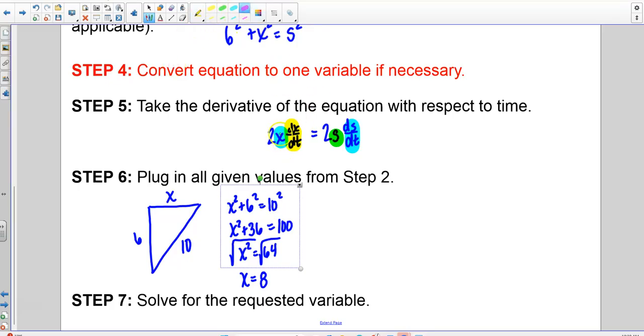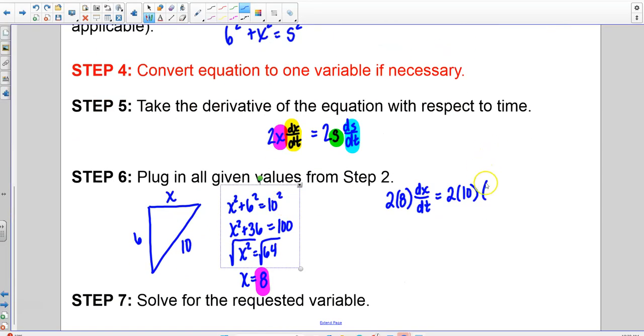Oh wait, oh gosh, that was a mistake. There we go. So now we know what x is, and we can just plug everything in. We should be able to solve pretty easily from here. So we've got 2 times 8 dx/dt is what we're solving for, so we do not need to plug that in. We got 2 times 10 times, what was that one?